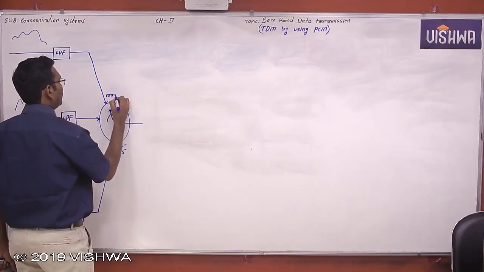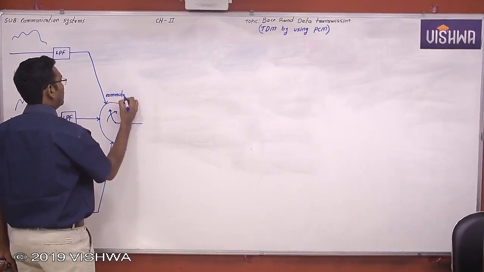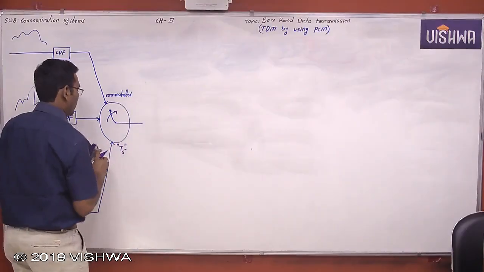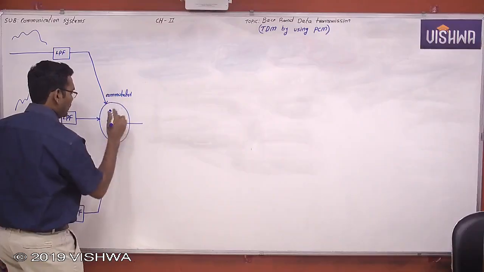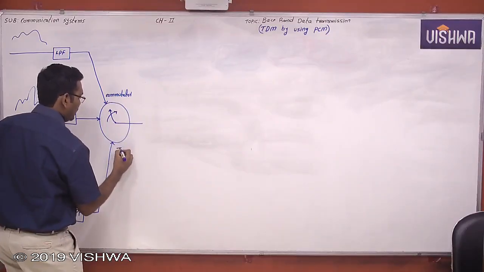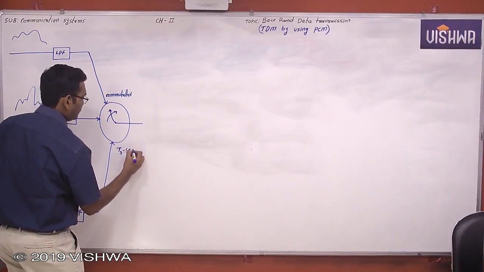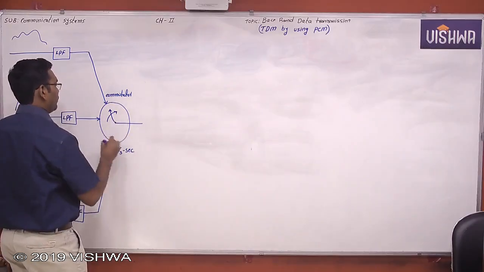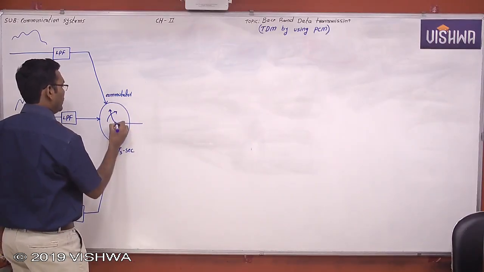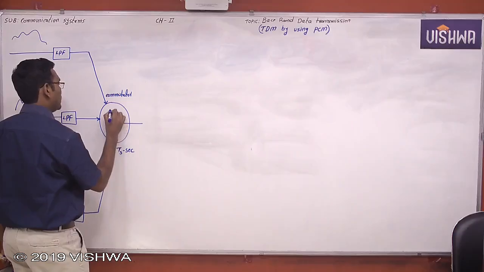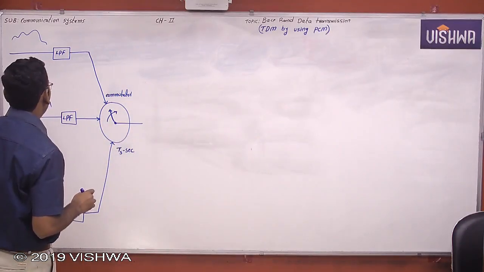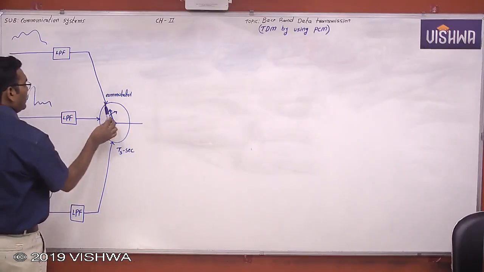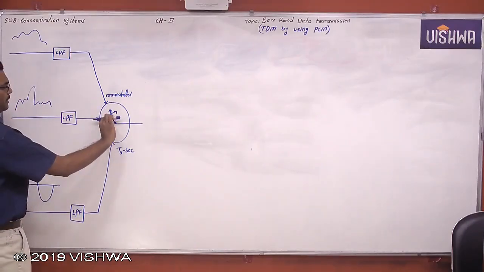The time taken to complete one revolution of the commutator is Ts seconds, which is the sampling time, or sampling interval. Okay. Now what is happening? The commutator switches at this one, at here.